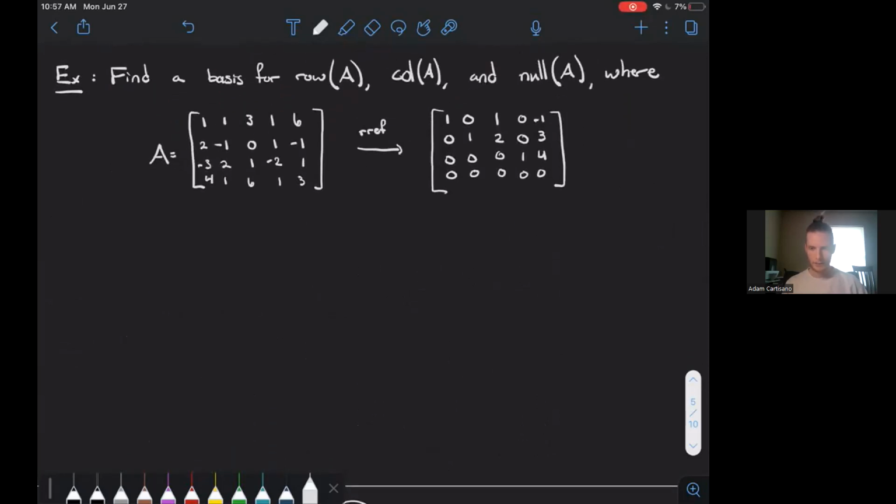Okay, and now we have this last example. Well, I say the last example.